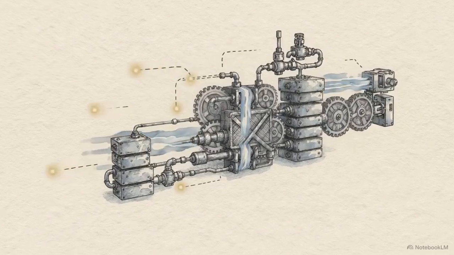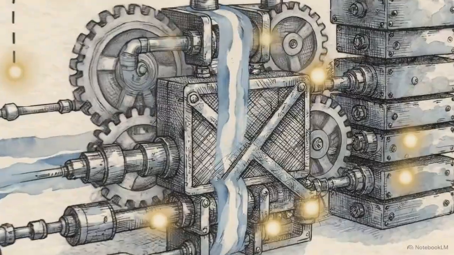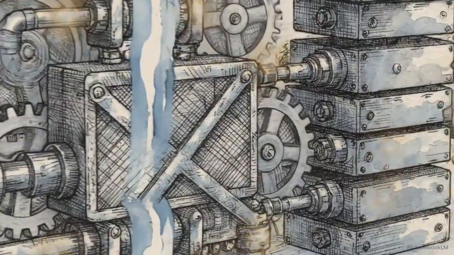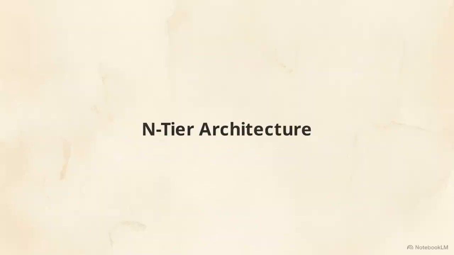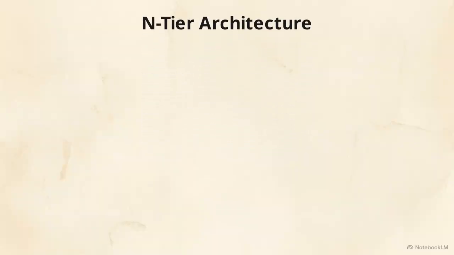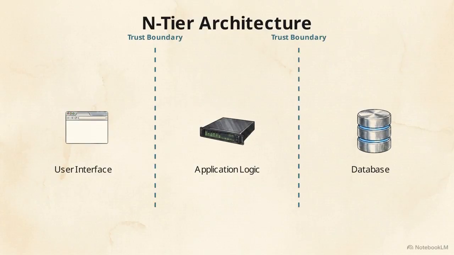Every millisecond, millions of data packets traverse the digital infrastructure of modern enterprises, carrying everything from financial transactions to personal health records. To process that volume, most web applications rely on a standard N-tier architecture. Information enters through a user interface, is processed by application logic, and is permanently stored in a database. Every time data moves from one of these tiers to the next, it crosses a trust boundary.